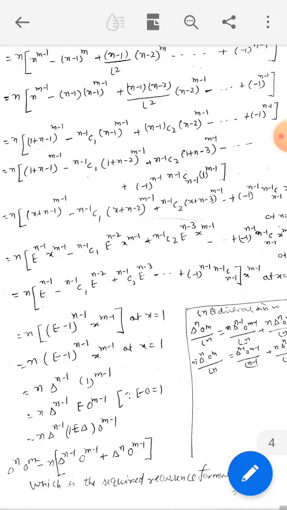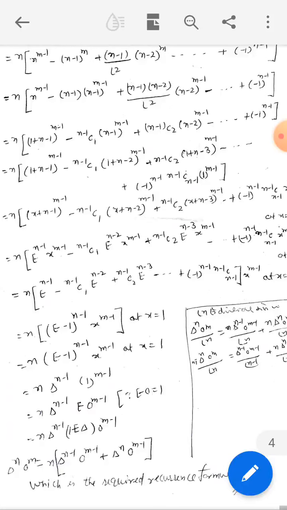This is equal to n into, if we add 1 and subtract 1, we can write it as n into [(1 plus n minus 1) to the power m minus 1 minus (n minus 1)C1 (n minus 1) to the power m minus 1 plus (n minus 1)C2 (n minus 2) to the power m minus 1], which can be written as n into [(1 plus n minus 1) to the power m minus 1 minus (n minus 1)C1 (1 plus n minus 2) to the power m minus 1 plus (n minus 1)C2 (1 plus n minus 3) to the power m minus 1].